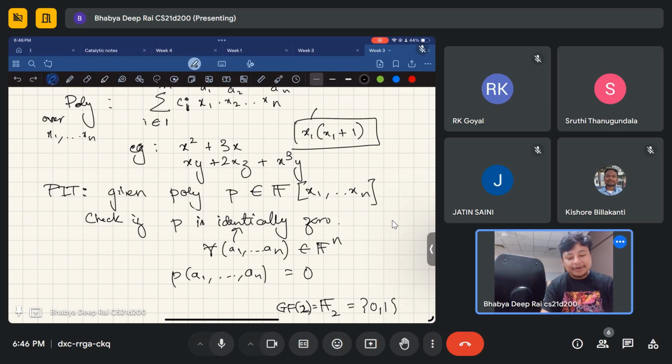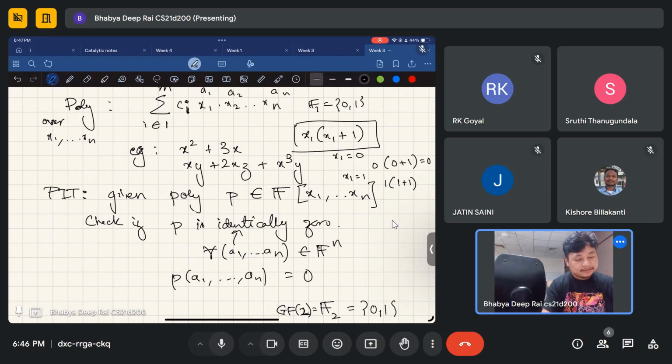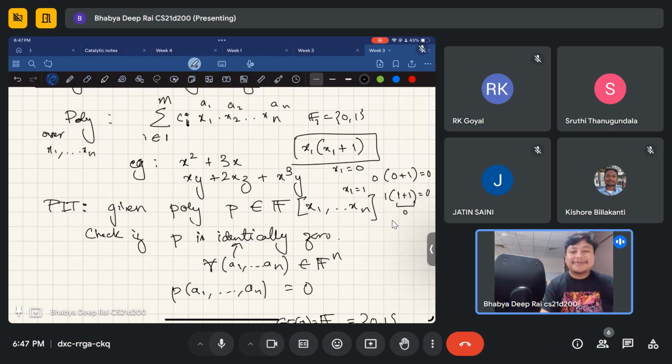It should always evaluate to 0. But if I take it over 0, 1, the field F2 that I just defined, then when x1 is 0, this becomes 0 times (0 plus 1), which is equal to 0. And when x1 is 1, it is 1 times (1 plus 1), and 1 plus 1, I just told you, is 0 in F2. It's just an XOR operation. So 1 times 0 is equal to 0. This polynomial surprisingly becomes a zero polynomial if you take F2 as the field. So now I think you get why defining a field is important.